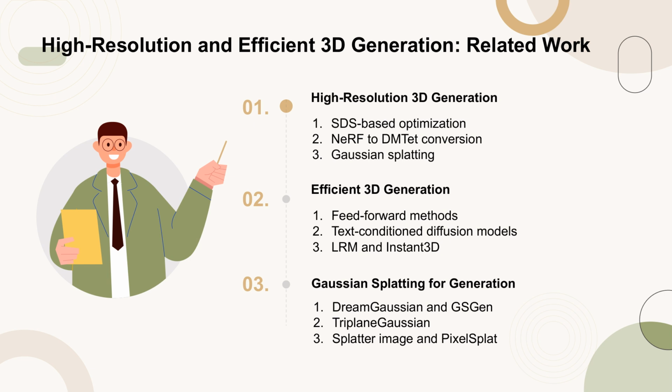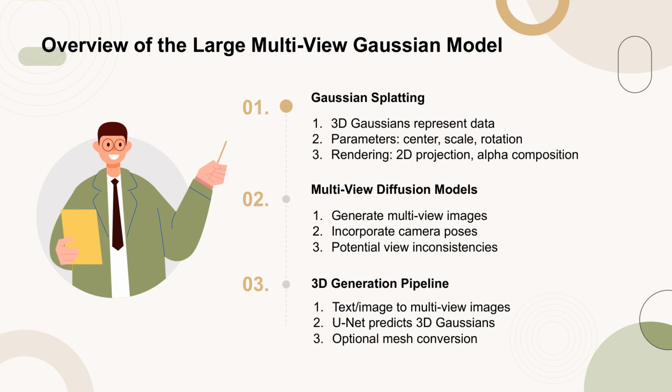Our work aims to address these challenges by investigating a feed-forward approach to directly generate a sufficient number of 3D Gaussians. The Large Multi-View Gaussian model employs Gaussian splatting to represent 3D data using a collection of 3D Gaussians. Each Gaussian is defined by a center, a scaling factor, a rotation quaternion, an opacity value, and a color feature. Rendering involves projecting these 3D Gaussians onto the image plane and performing alpha composition.